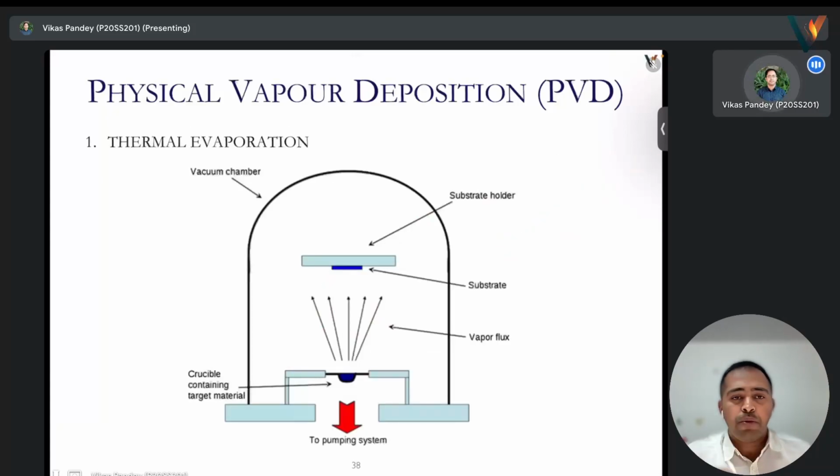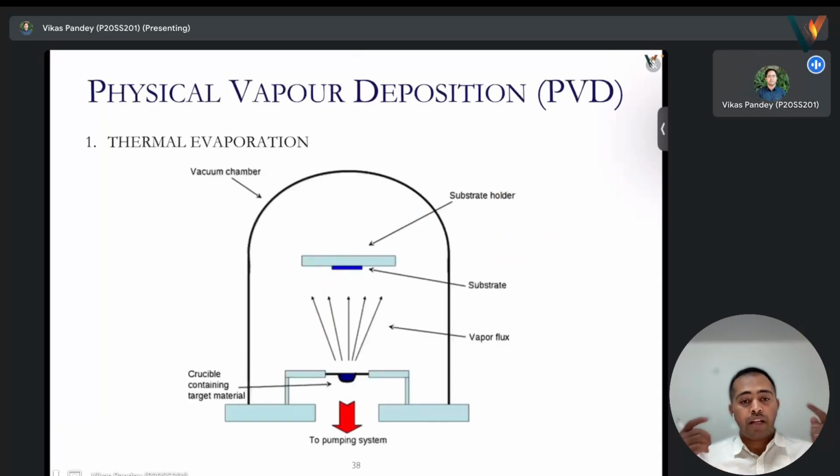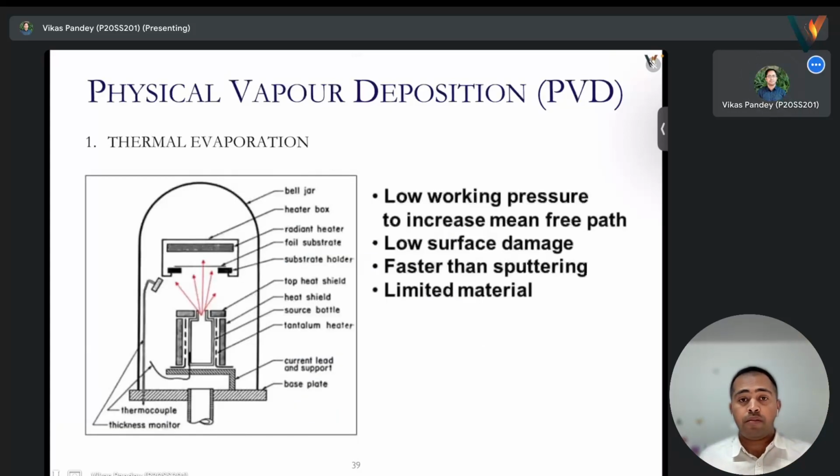So thermal evaporation can be of different types. It can be electric arc based, or it can be crucible based, where it is resistively heated. As I said, it has a low working pressure, or very high vacuum, to increase the mean free path.